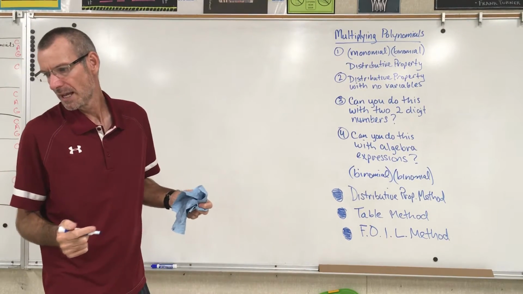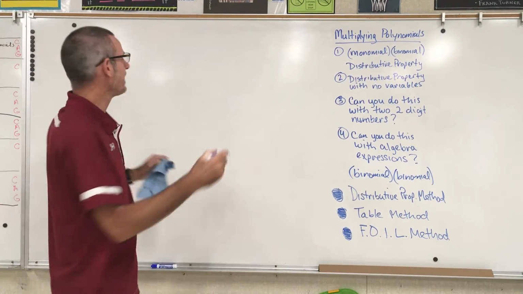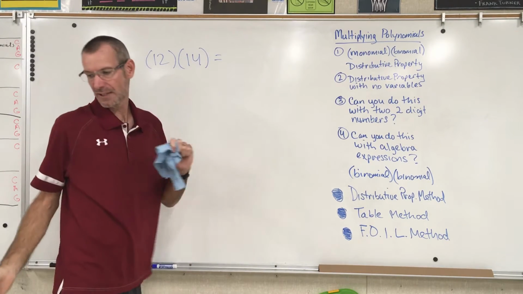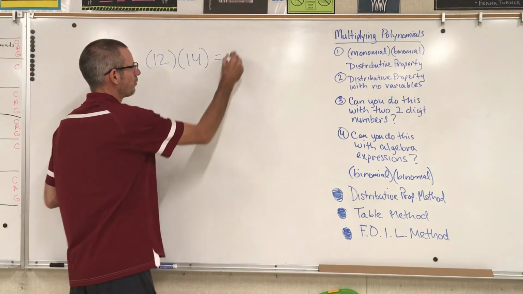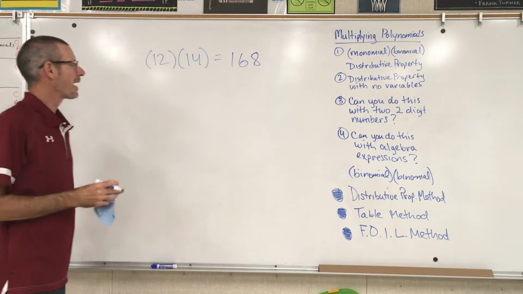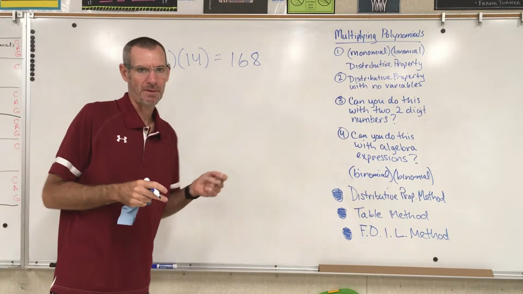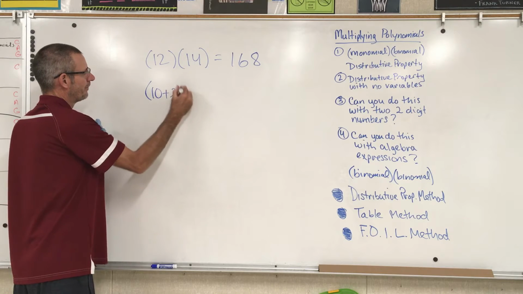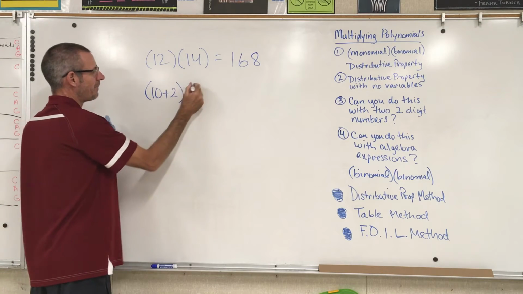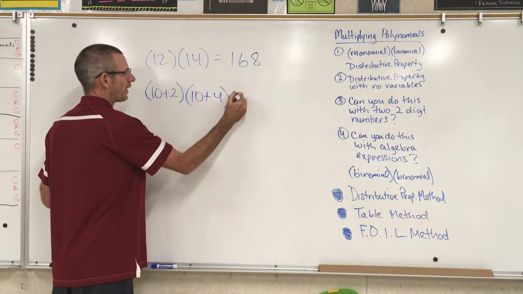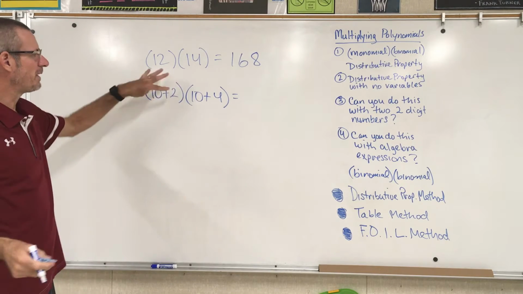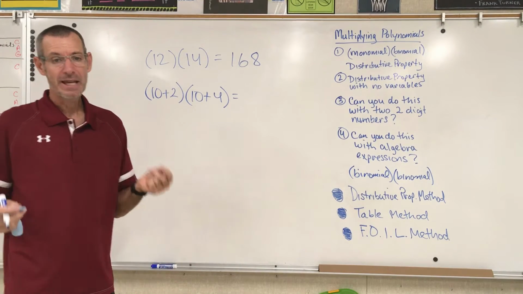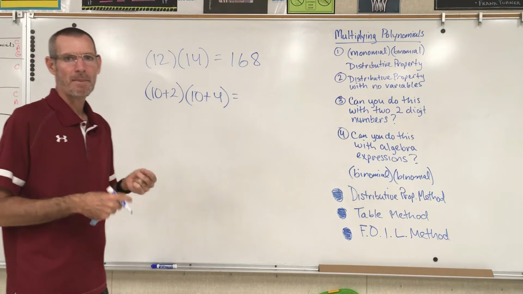So if I'm going to multiply 12 times 14, if you don't know what the answer is, on a calculator, 12 times 14 is 168. But I'm going to use the same method I used on the last problem. What if I break this up so that it looks like a binomial? 10 plus 2. And I'm going to break this up into 10 plus 4. Can I do the distributive property and have my answer come out to 168? And you can. You just have to do the distributive property twice.